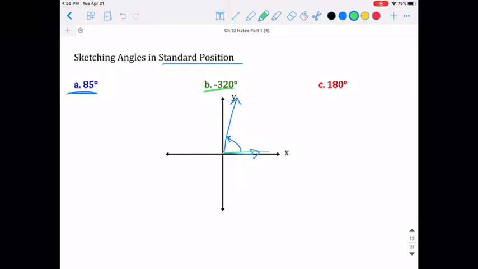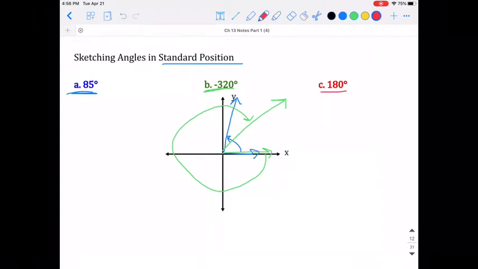So again, the angle starts on the positive x-axis. To get to negative 320 degrees, we're going to move in the clockwise direction. So we go 90 degrees, then 180, around to 270 degrees, then we have to go approximately 50 more degrees to complete this angle. So it's going to be right around halfway through this quadrant, and that's negative 320.